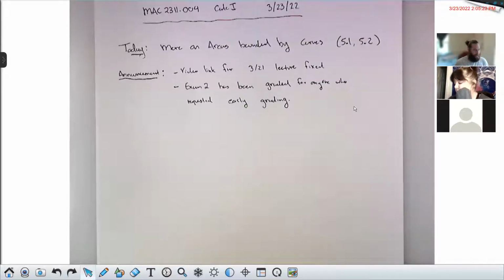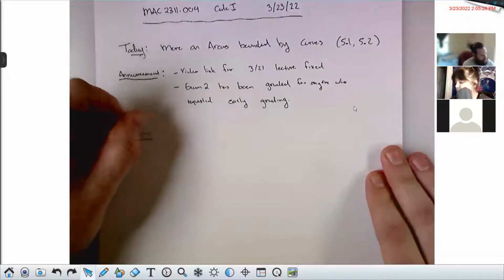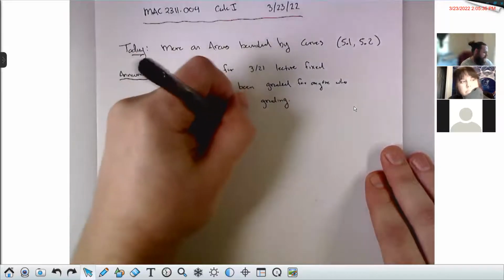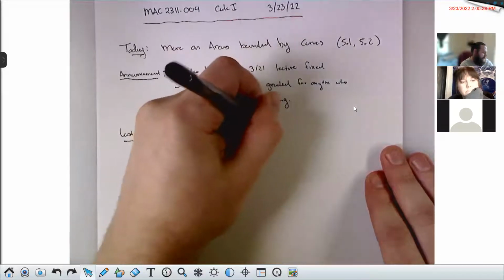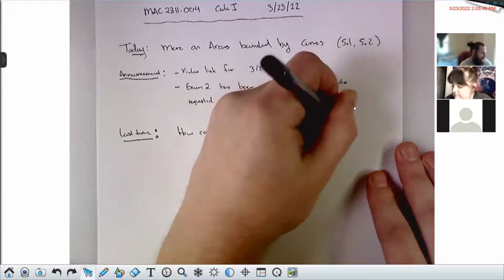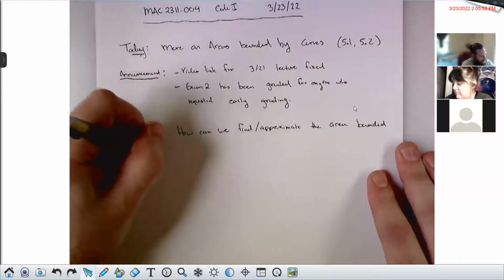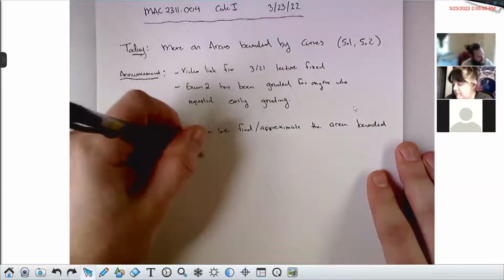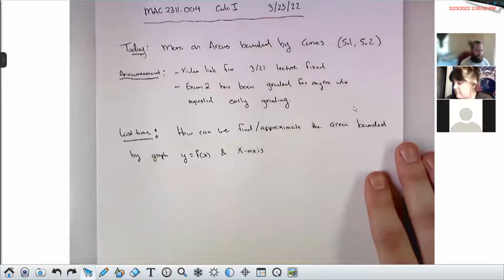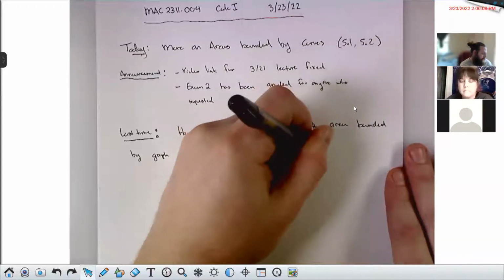Last time, we introduced this problem. We asked, how can we find, or at least approximate, the area bounded by the graph y equals f of x and the x-axis, or horizontal axis if the variable is something other than x, on some interval, say the closed interval from a to b.